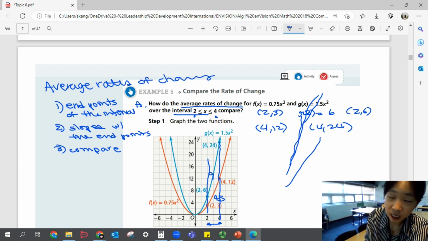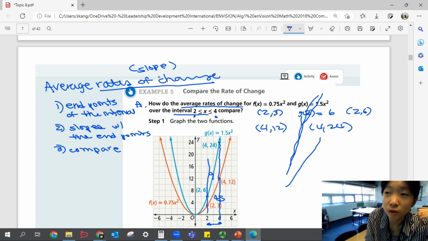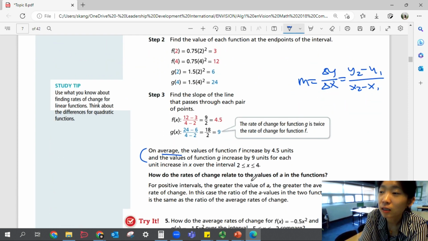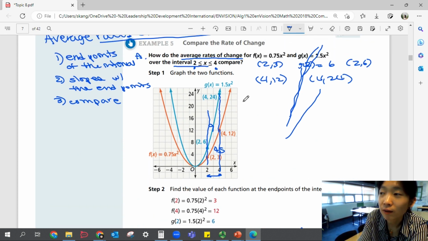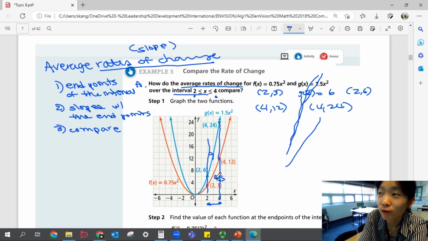Rate of change is basically equal to slope. It just really means slope. So average slope is what we're getting, okay? Let's look at part B. How do the rates of change relate to the values of A in the functions? So let's look at the average rates of change. Let's look at our average slopes, 9 and 4.5. Are they related to A?